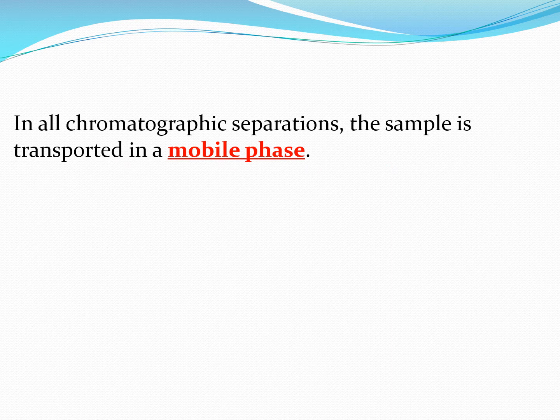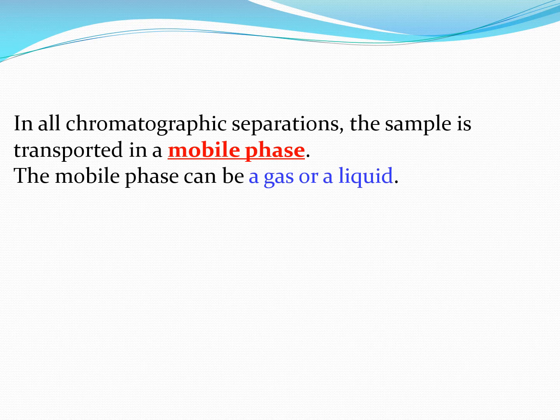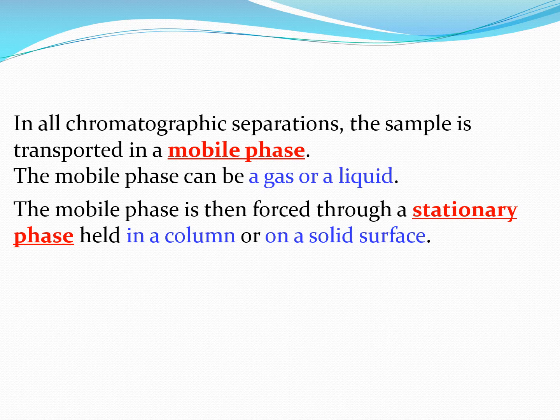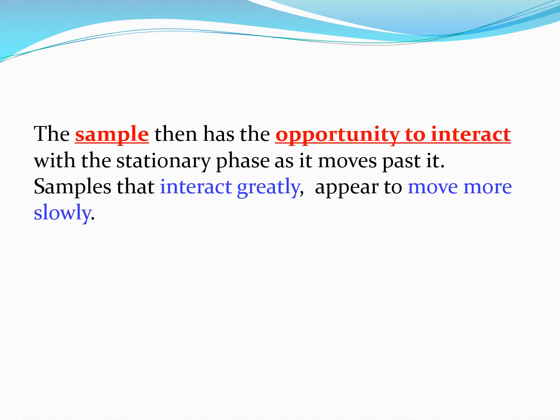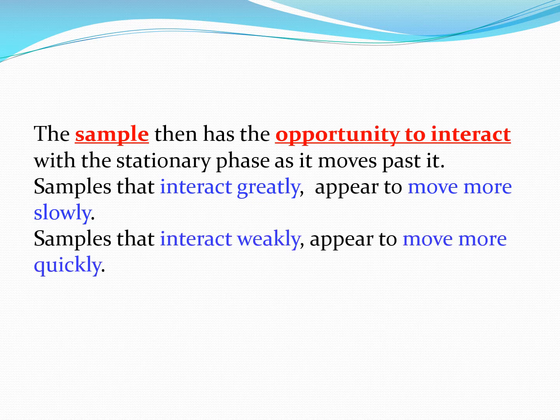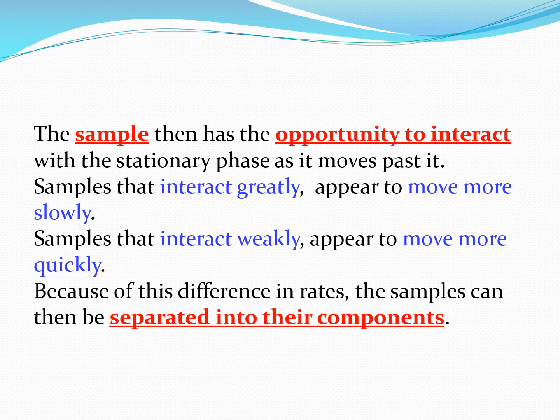How does chromatography work? In all chromatographic separation, the sample is transported in a mobile phase. The mobile phase can be a gas or a liquid. The mobile phase is often forced through a stationary phase, held in a column or on a solid surface. The stationary phase needs to be something that does not react with the mobile phase or the sample. The sample then has the opportunity to interact with the stationary phase as it moves past it. Samples that interact greatly appear to move more slowly, while samples that interact weakly appear to move more quickly. Because of this difference in rate, the sample can be separated into its components.